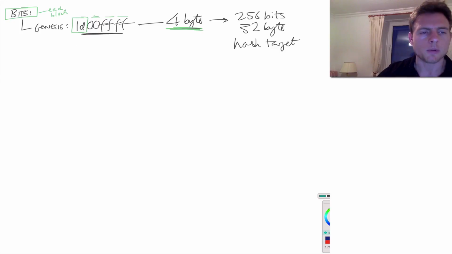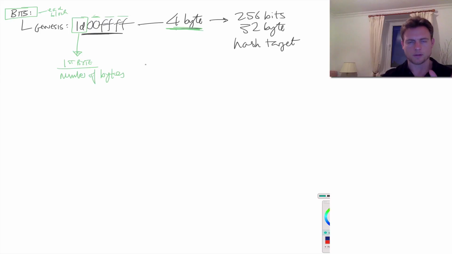So the key point is that the first byte of the bits is basically the number of bytes that the target number takes up, right? Now, the maximum number of bytes that the target can take up is 32, because there are 256 bits in total, my apologies. And there are 32 bytes inside the 256 bits, right? 8 bits in a byte.